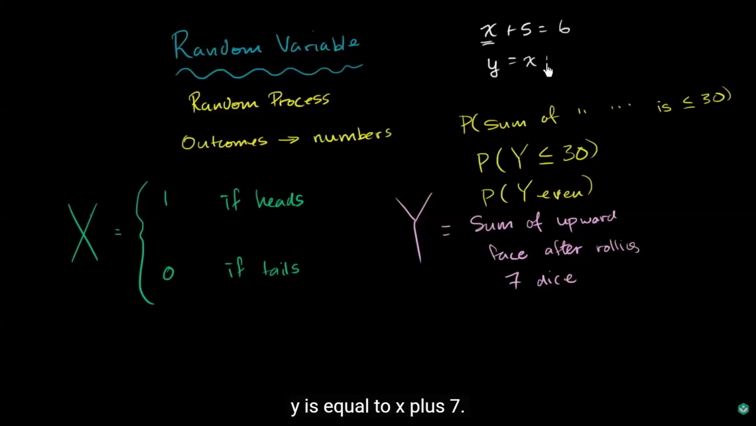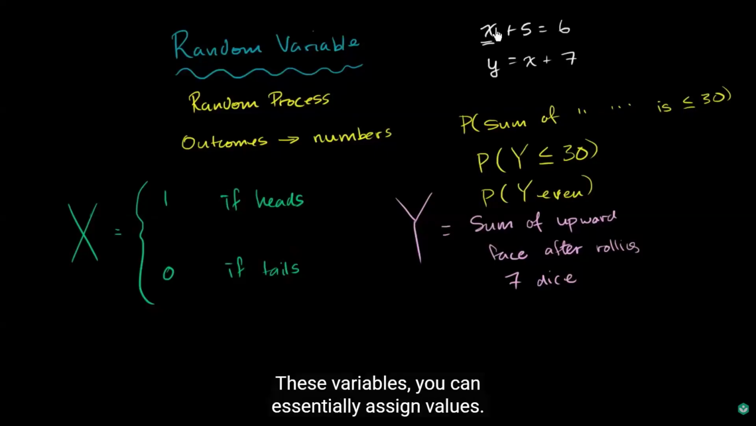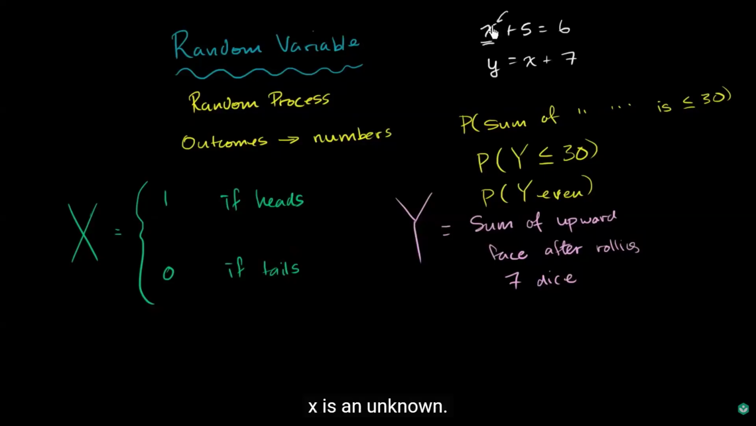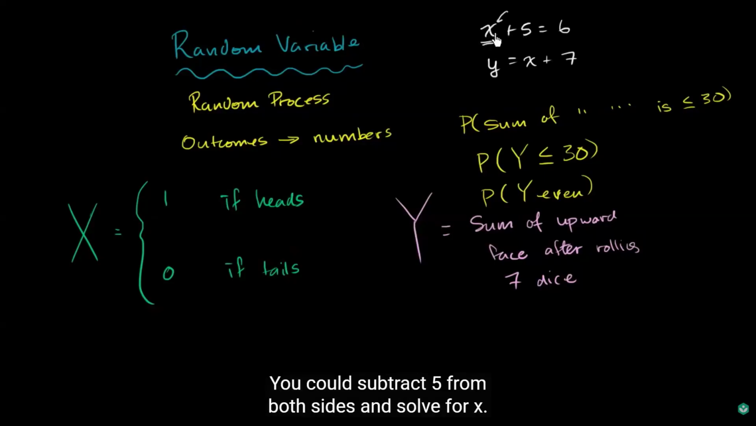Y is equal to x plus 7. These variables, you can essentially assign values, or you can solve for them. So in this case, x is an unknown. You can subtract 5 from both sides and solve for x.